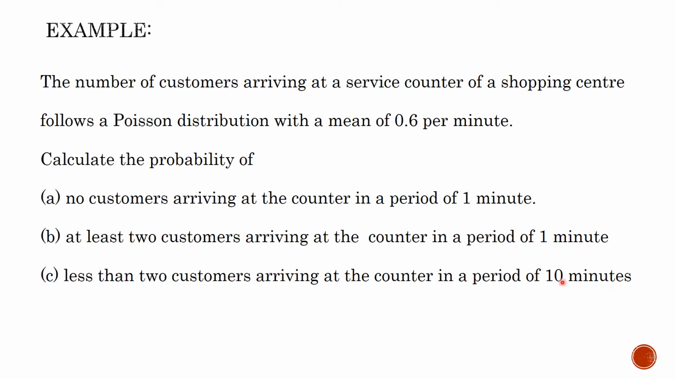We have the number of customers arriving at a service counter with a mean of 0.6 per minute. The mean lambda is 0.6 for every 1 minute. So you need to calculate no customer in a period of 1 minute, at least 2 customers in a period of 1 minute, and less than 2 customers in a period of 10 minutes.